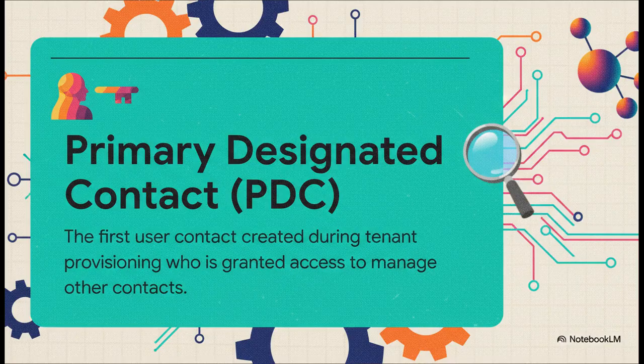Now, a key character in this whole story is the primary designated contact, or the PDC. When a customer buys a product, the very first user on that order becomes the PDC. They're the admin, the gatekeeper, the person with the keys to add other users and set permissions. In our current world, this critical role is tied to the account, and that's exactly where all the problems start.